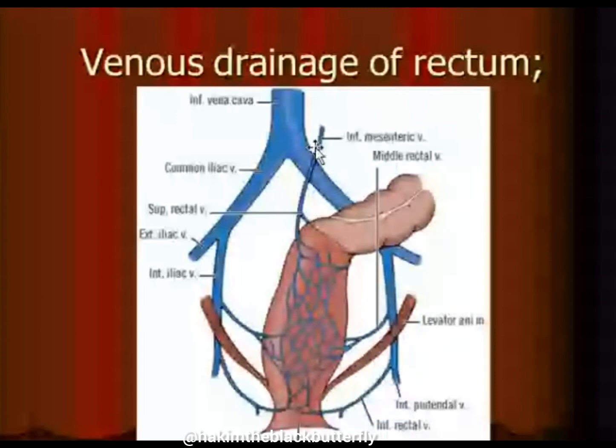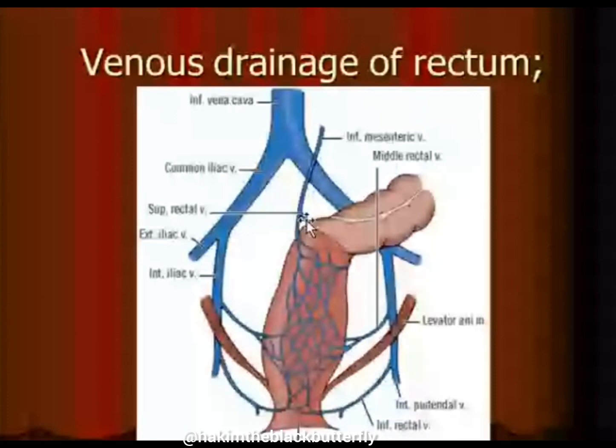Veins: superior rectal vein, draining into the inferior mesenteric vein. The middle rectal vein, draining into the internal iliac vein, and the inferior rectal vein, also draining into the internal iliac vein.